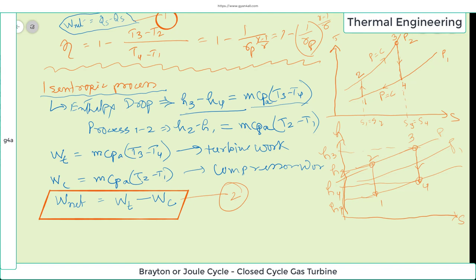So everywhere we will use CPA. CPA: A stands for air and CP stands for specific heat capacity at constant pressure.